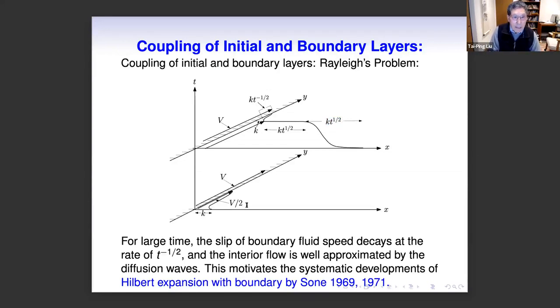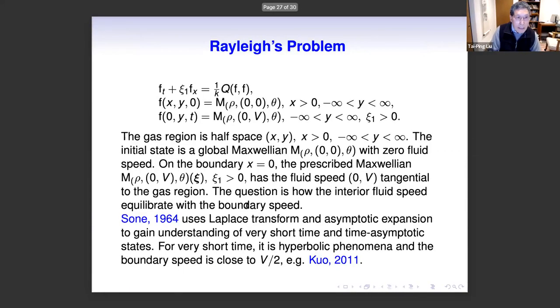Okay, so let me say that here is the initial data: the gas is not moving, but the boundary is moving with velocity v in the y direction. And this is a positive C1, positive. And there's a diffuse boundary condition. So Sone and Sensei did this in 1964.